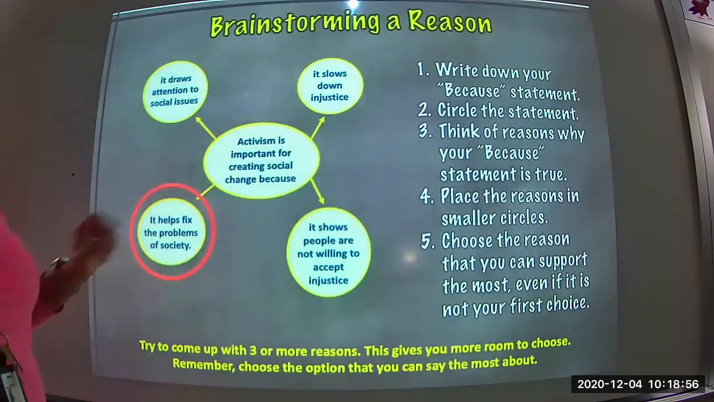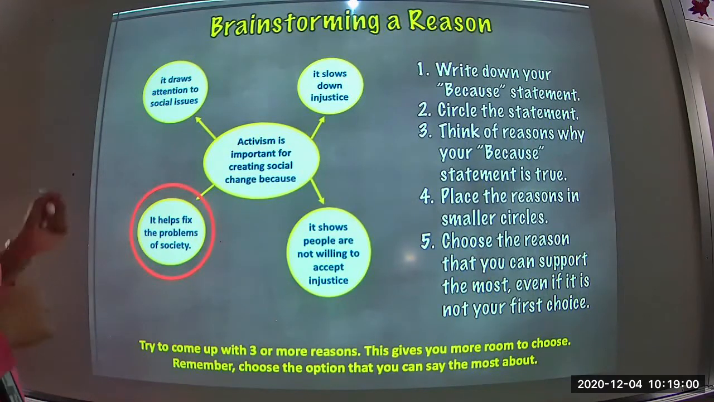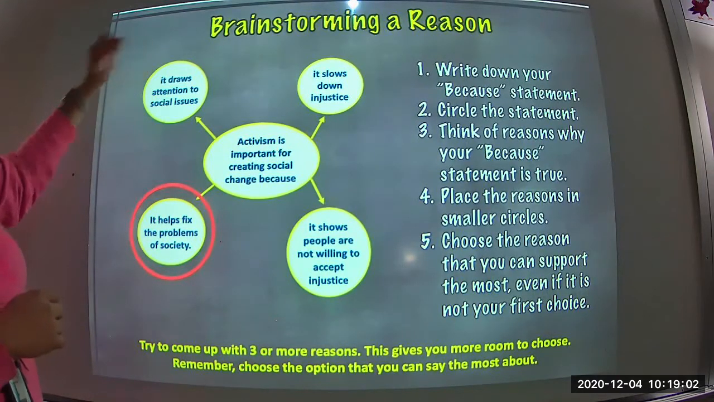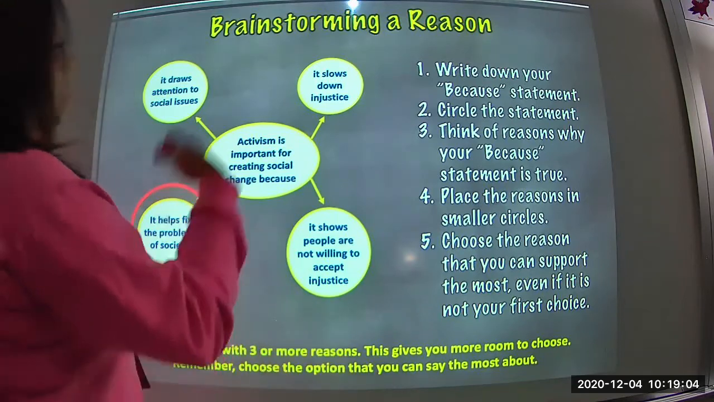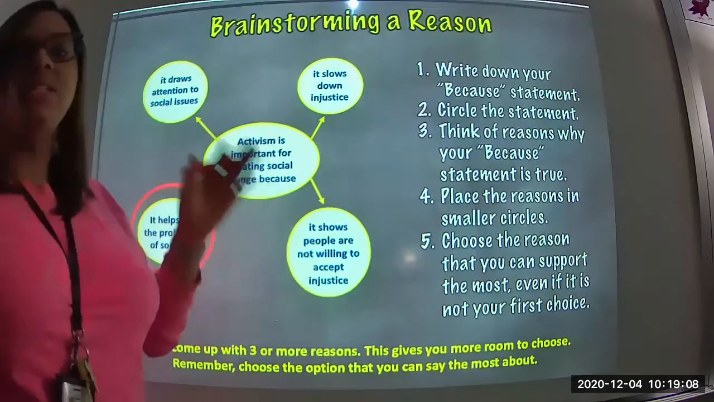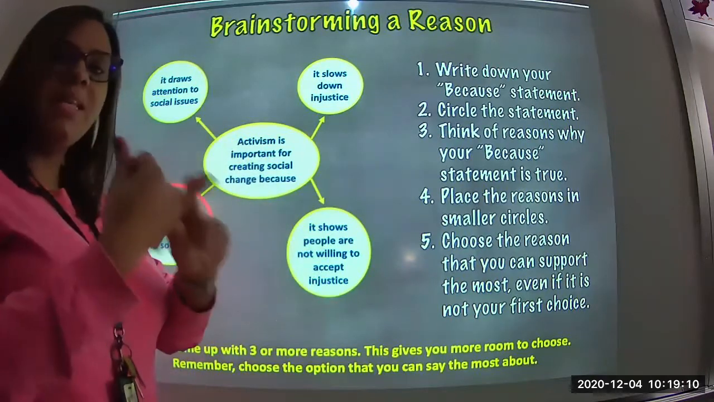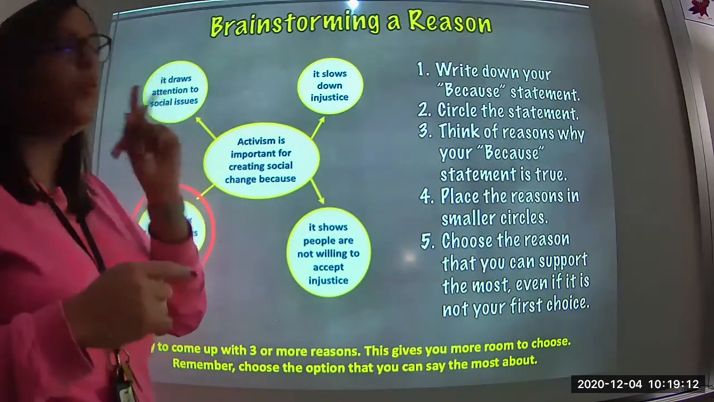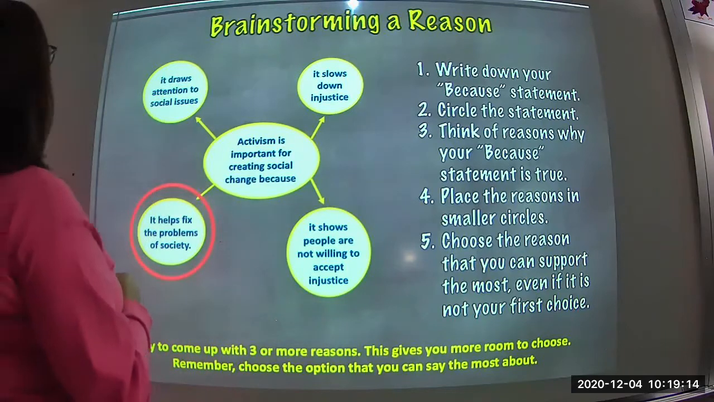This one? Yeah. So now your thesis statement. Your thesis statement is going to be this plus your reason. So the thesis statement consists of your because statement plus your one reason. And it should look like this.